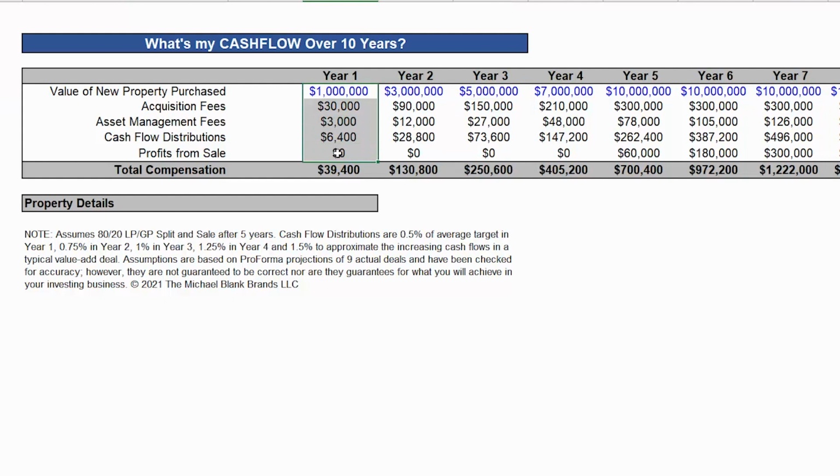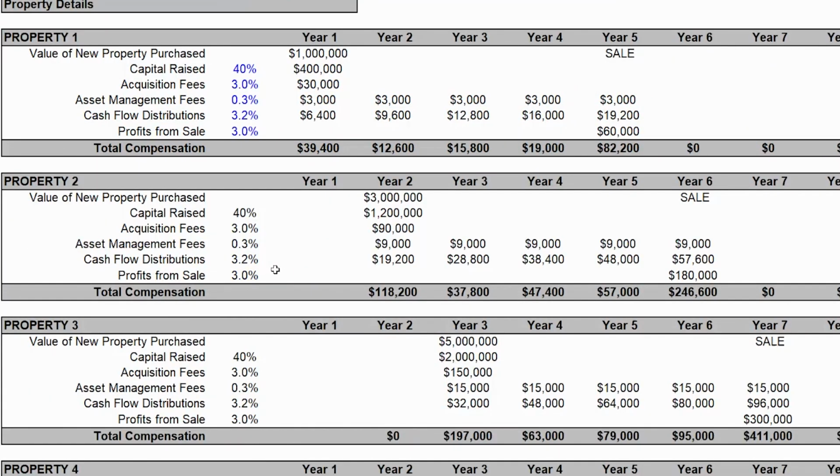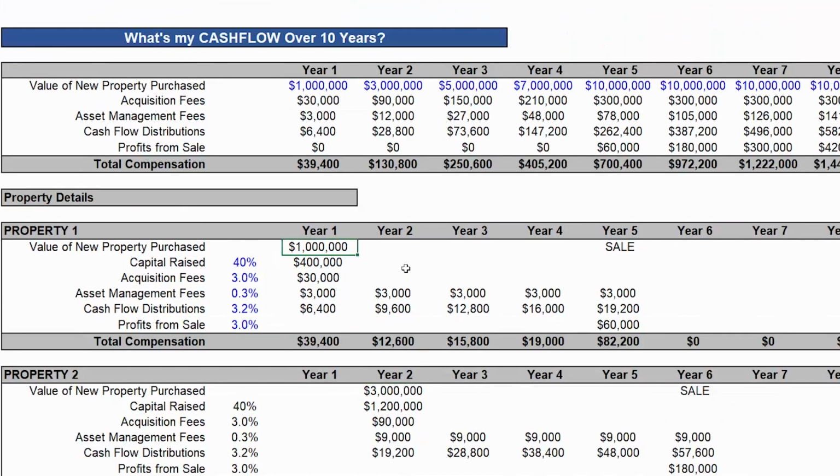So if you click on this plus sign right here, okay, you have the property details. It breaks down exactly how this thing breaks down. So you can look at property number 1. You're making $30,000 in year 1 because you're getting it at closing. You're making the asset management fees 0.3% of value every single year, $3,000.